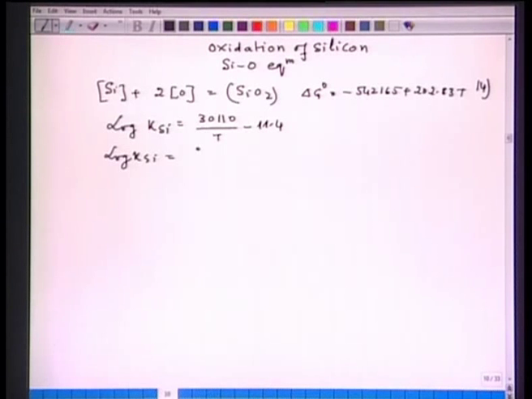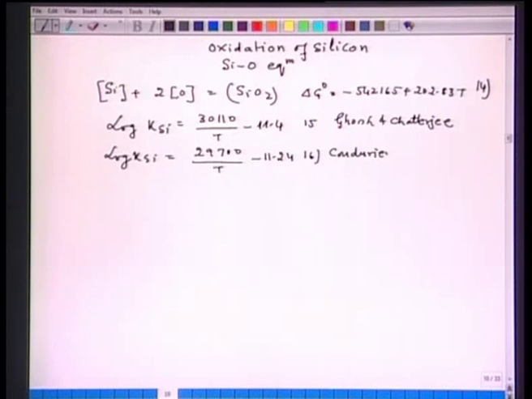Now, different sources have given slightly different values. I thought to give you the value of log K silicon from other sources also. So, log of K silicon from other sources is 29,700 upon T minus 11.24. In fact, this is equation 15, this is equation 16. 15 I have taken from the book of Ghosh and Chatterjee, the reference I have given at the end of this lecture. And this I have taken from the book of Codrier et al. Again the reference I have given at the end of the chapter.